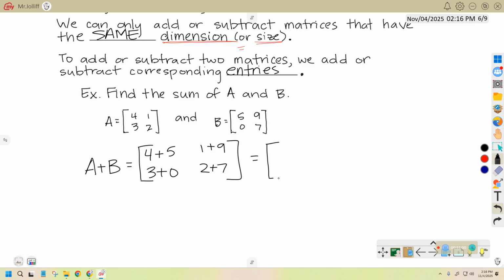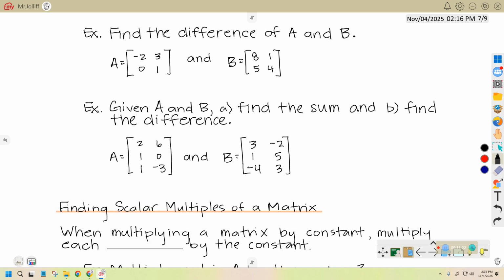So 4 plus 5 is 9. 1 plus 9 is 10. 3 plus 0 is 3. 2 plus 7 is 9. Ta-da! Hopefully not terribly scary. I see a couple of you saying that. Not bad. Okay. Good. Next one.